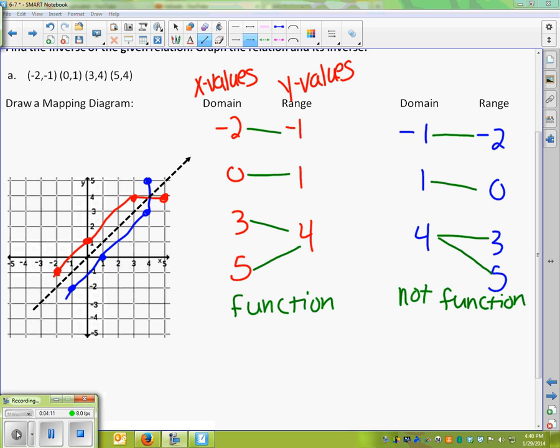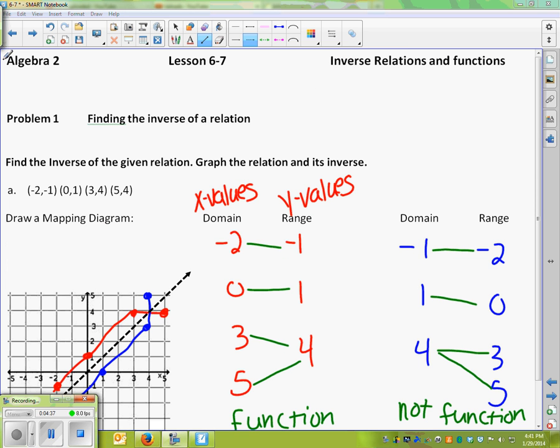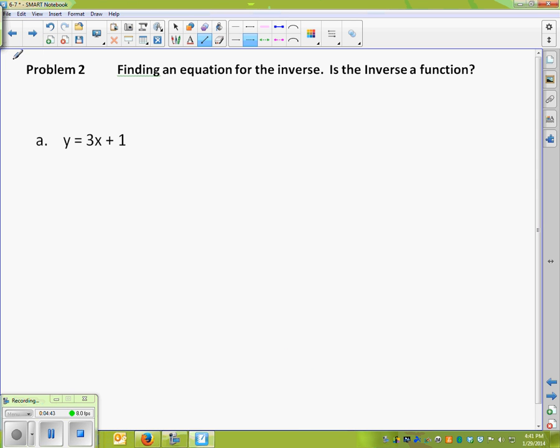If I analyze the graph of a relation and its inverse, I'll notice between the red and blue line that they mirror each other across the y equals x line. These are the exact same distance from it, a line with a y-intercept of 0 and a slope of 1. So we can find the inverse or the reverse of a relation. Let's do it now for an equation.